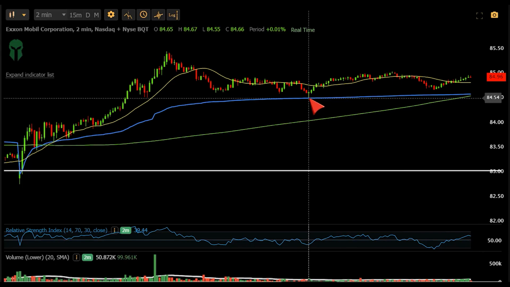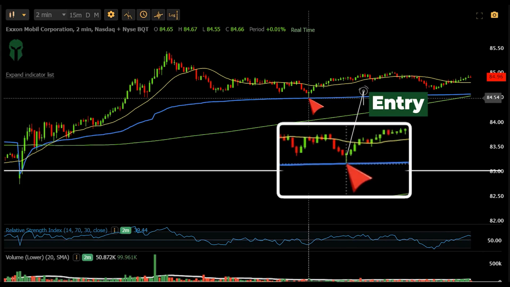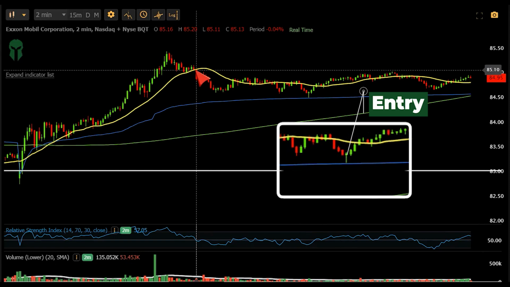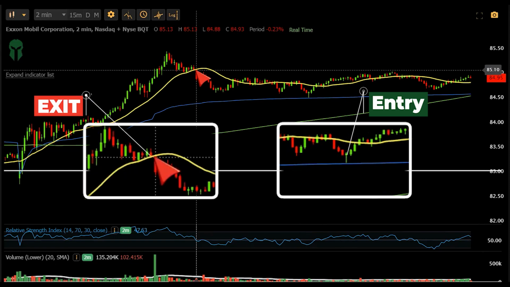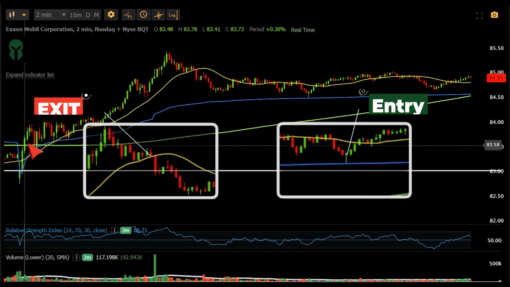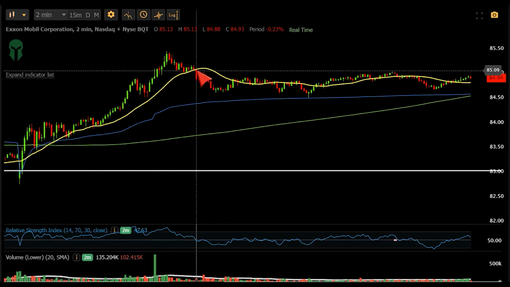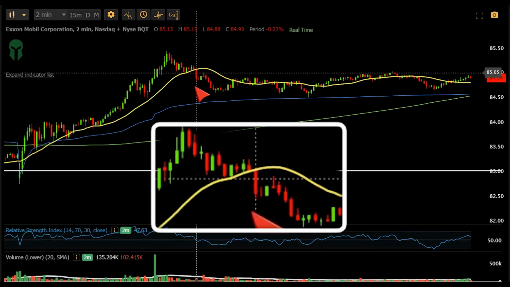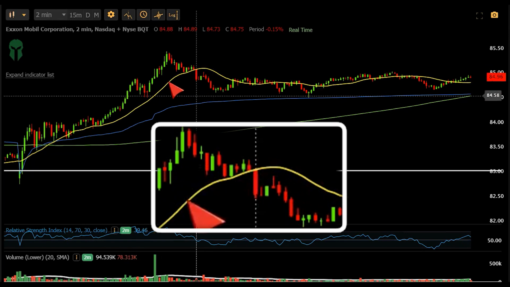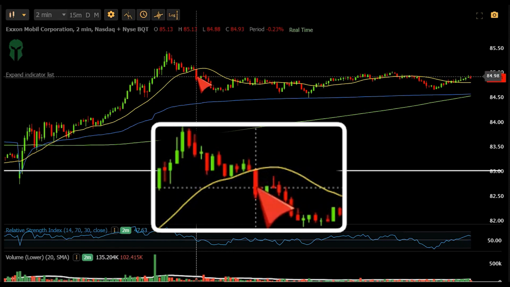You want to look for possible entries right on VWAP, and you want to look for possible exits on these positions if they break one of these moving averages. So in other words, if you're in this trade and it's doing exceptionally well, and then you start seeing the first sign of a break, such as here, this provides you an exit strategy.